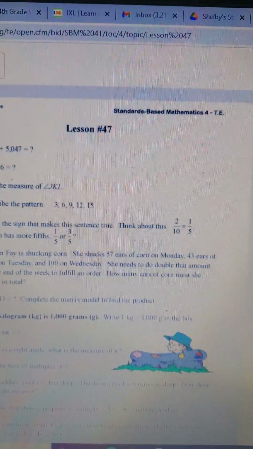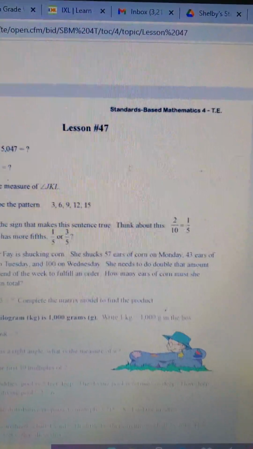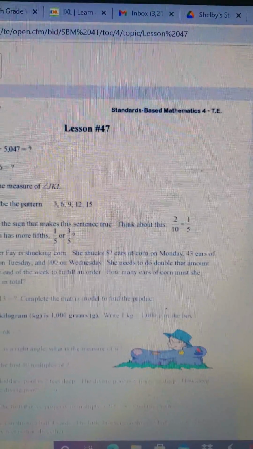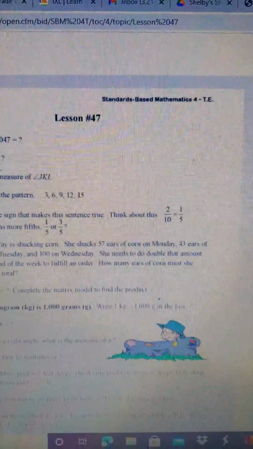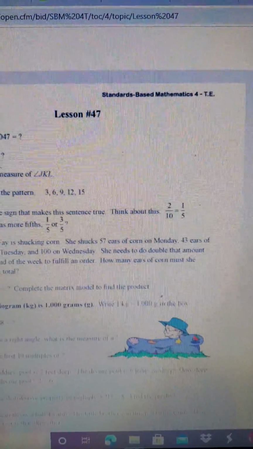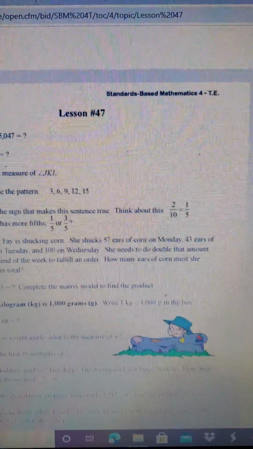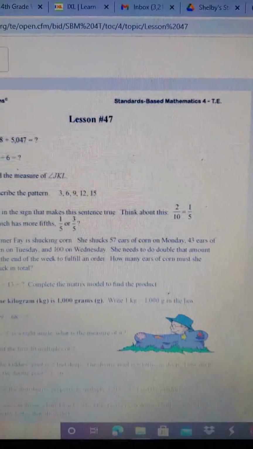2/10 is the same as saying 1/5, right? If I had 1/5 and they wanted me to make an equivalent fraction, I could multiply 1 by 2, and that gives me a 2. 5 times 2 gives me 10. So 2/10 and 1/5 are the same thing.